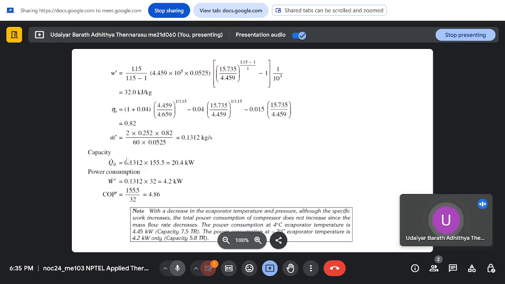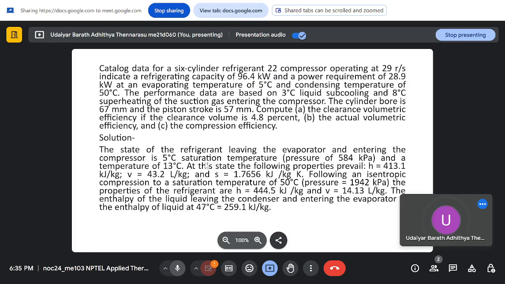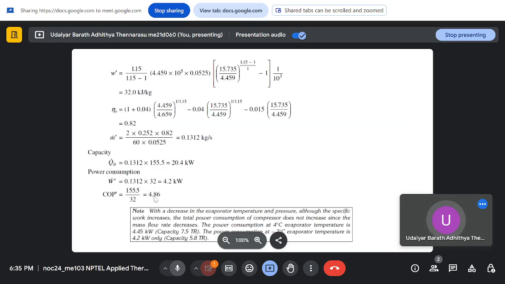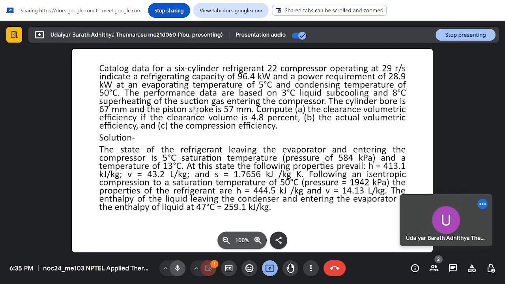So if your mass flow rate was the same, then this work done would also be higher. So that's what it means. So the COP here is reduced to 4.86.